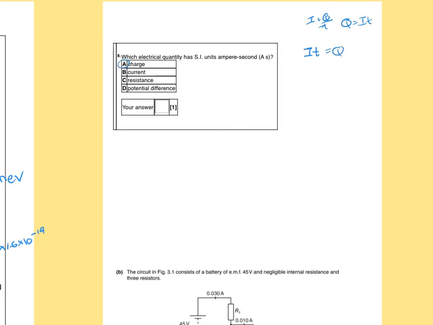So it should be A. It's not current, because current units are only amps. Resistance, we'll go through it later. Potential difference is V. Even though it's ohms, it doesn't have to do anything with amps and seconds. So sometimes it's better to work the other way around. So what quantity is amps is current, what quantity is seconds is time. And then you figure out through that way.